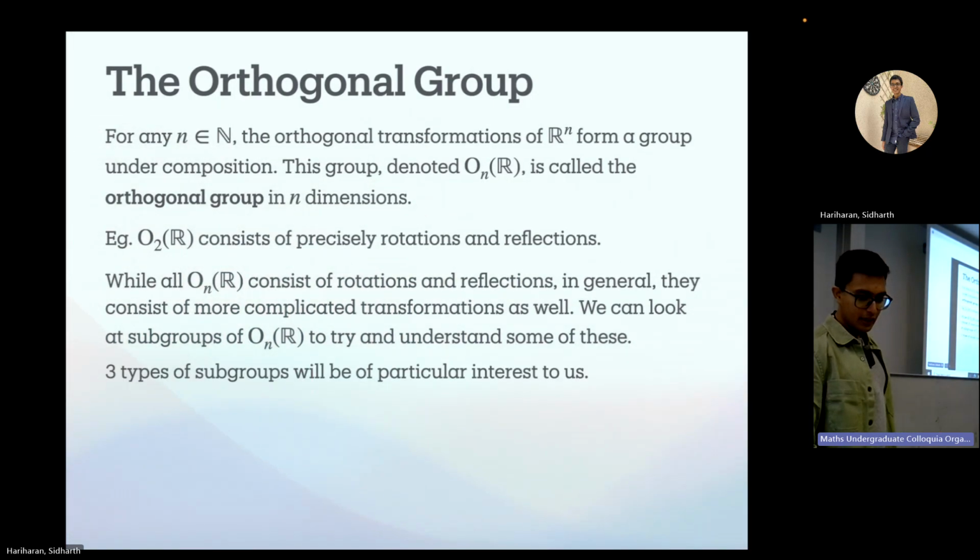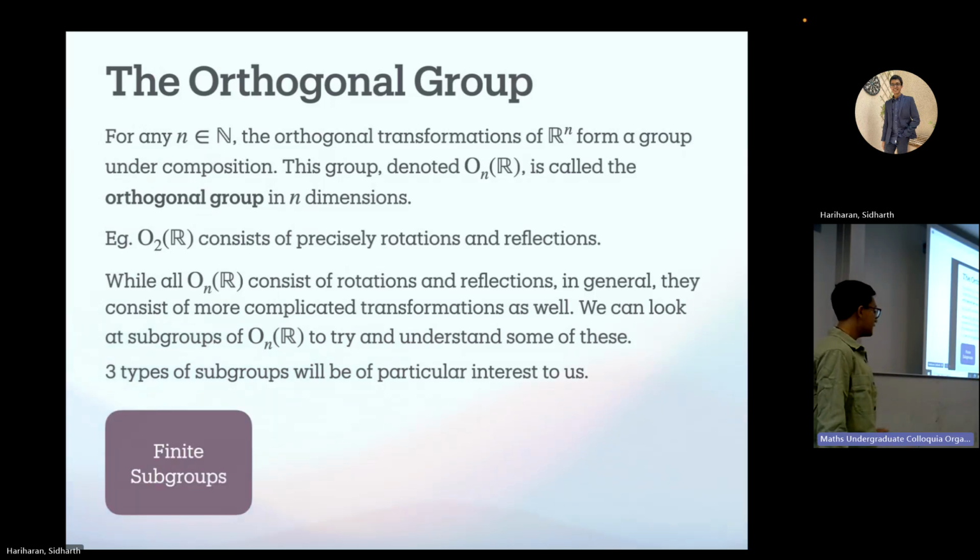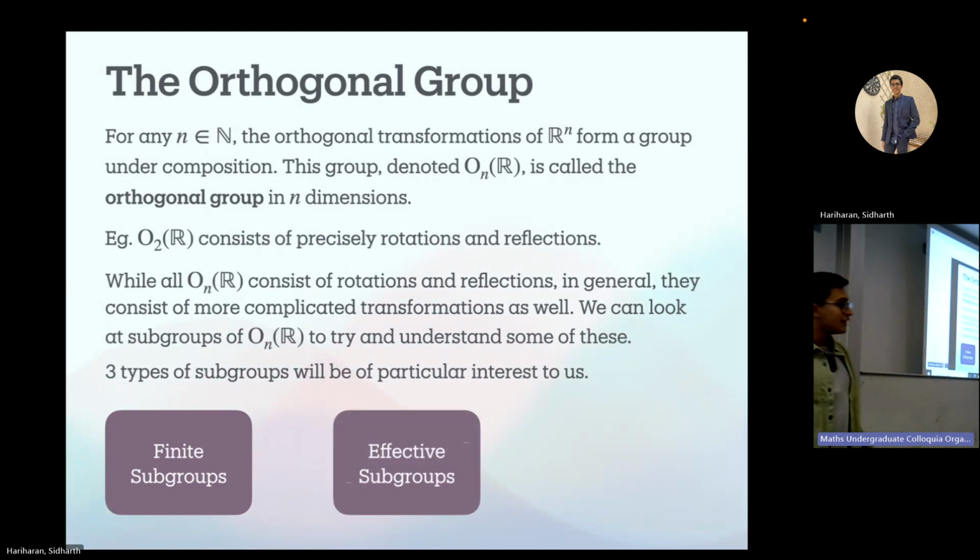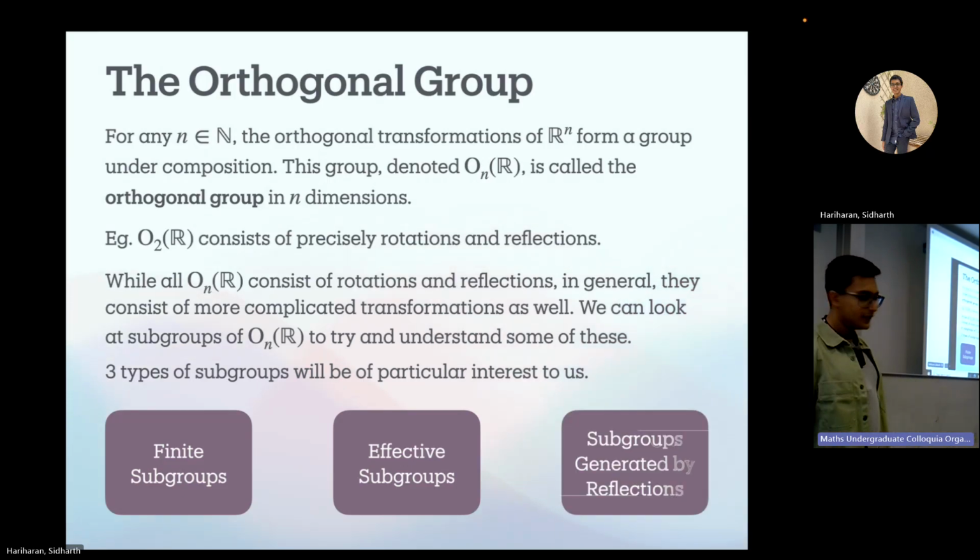There are 3 types of subgroups that we're going to care about. First is finite subgroups, because finite things are nice. The second is effective subgroups. I'll tell you exactly what those are in a minute. And the third is subgroups generated by reflections. So let's see exactly what these terms mean.